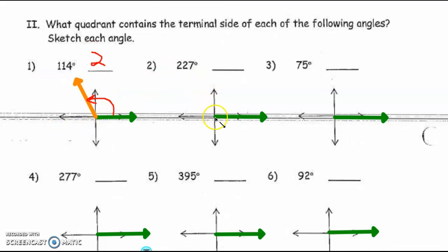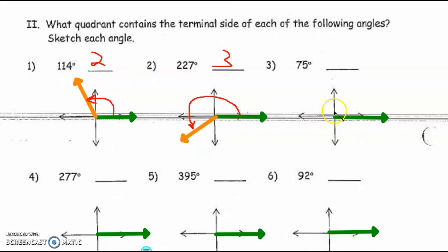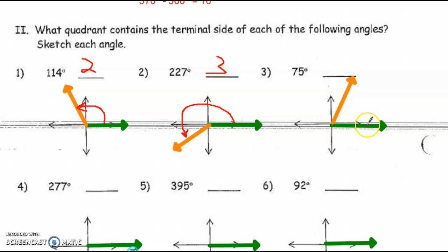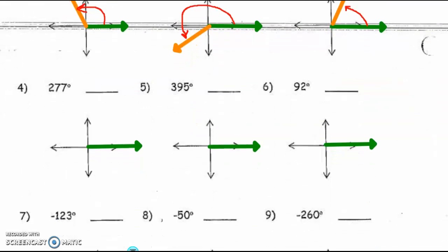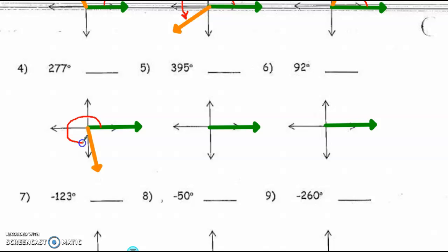All right, great. 227. Well, I know this is 180 here, and it's going to be a little bit more, I guess about like that. You don't have to be exact. And that's going to start here, initial side, going to the terminal side. That's in quadrant 3. 75 degrees. That's shorter than 90, so that looks good enough to me. And make sure that you do draw this arrow the way we're going. And again, that's counterclockwise. We drop down to here, and I know that this down here is 270, so I have to be about 7 degrees more, and that's going to come all the way around to here like that.